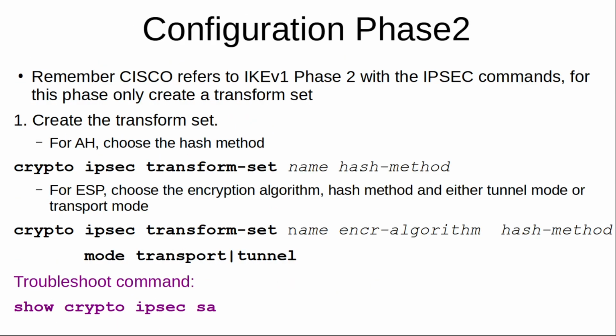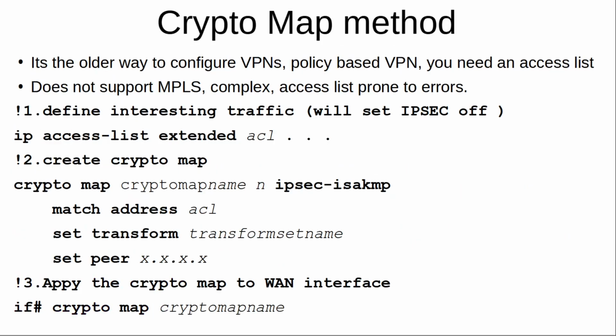Now, the configuration of phase 2 is only one command. Enter the command crypto ipsec transform-set and choose from the menu what methods you want. In order to troubleshoot phase 2, use the command show crypto ipsec sa. Now, once you have configured phase 1 and phase 2, you have to choose your site-to-site configuration method.